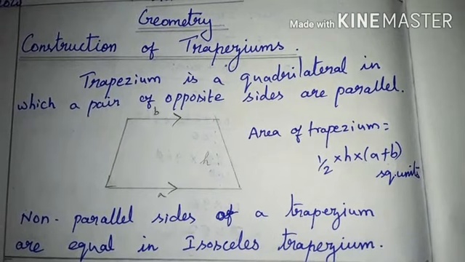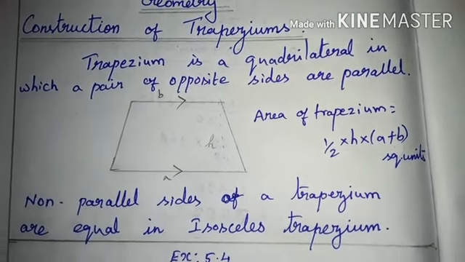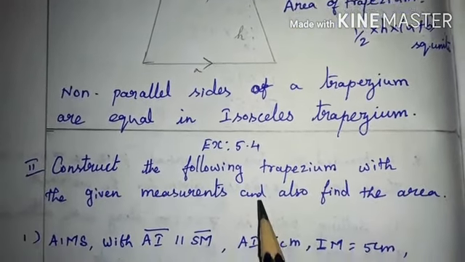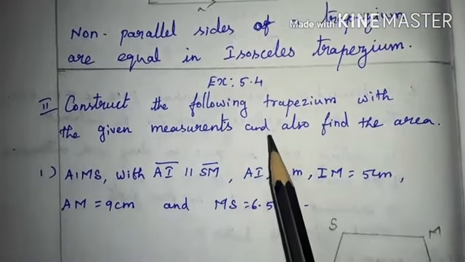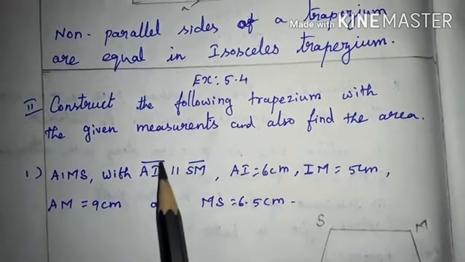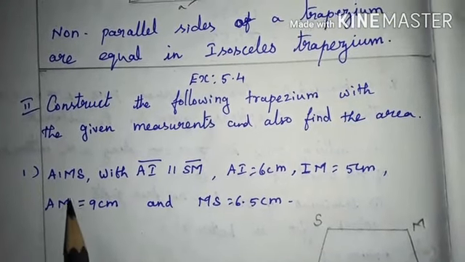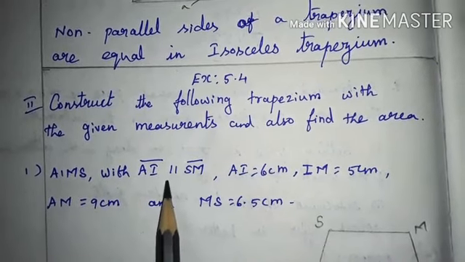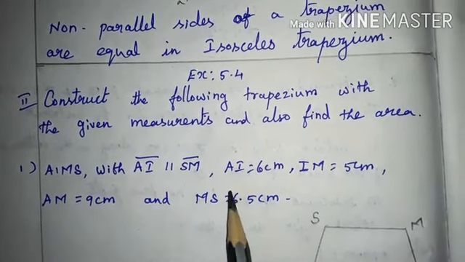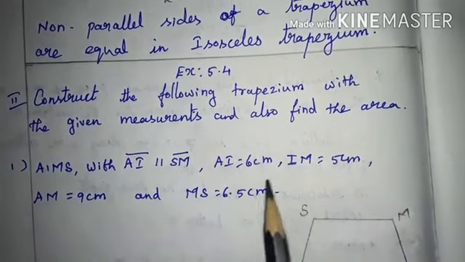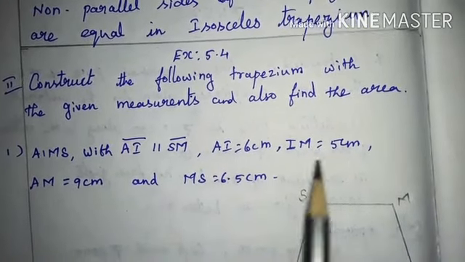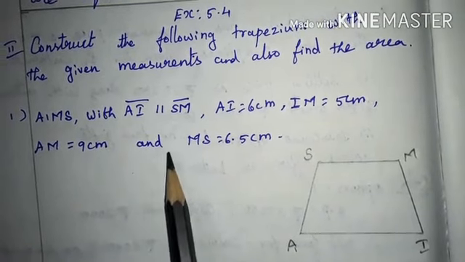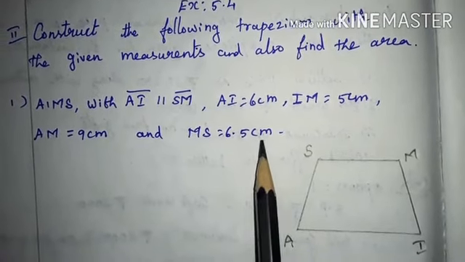Now see exercise 5.4. How to construct the trapezium using the given measurements. Also you have to find the area. AIMS is a trapezium with AI parallel to SM and AI equal to 6 cm, IM equal to 5 cm, AM equal to 9 cm and MS equal to 6.5 cm.